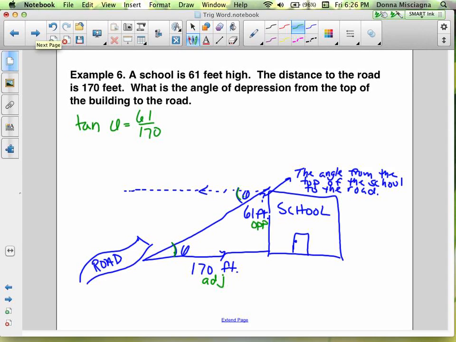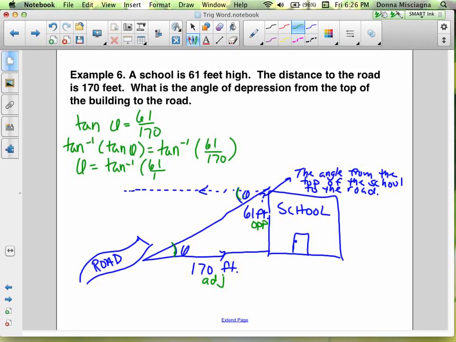All right, we take an arctan of both sides to isolate our variable. And by the way, if the homework includes angle of depression, I'll help you with that. I'll just kind of remind you where it goes, because that's a little bit tricky. All right, so theta is equal to arctan of 61 over 170, and we'll just place that in a calculator. And we're done.